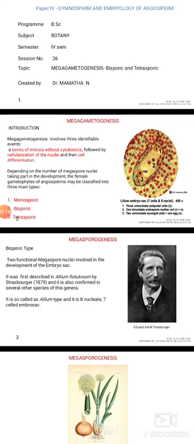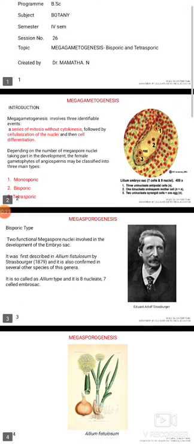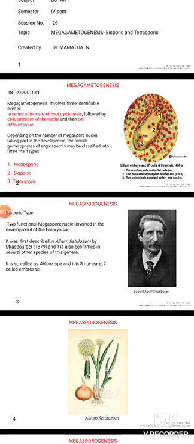Depending upon the number of megaspore nuclei taking part in the development, the female gametophyte of angiosperms may be classified into three types, namely monosporic, bisporic, and tetrasporic.